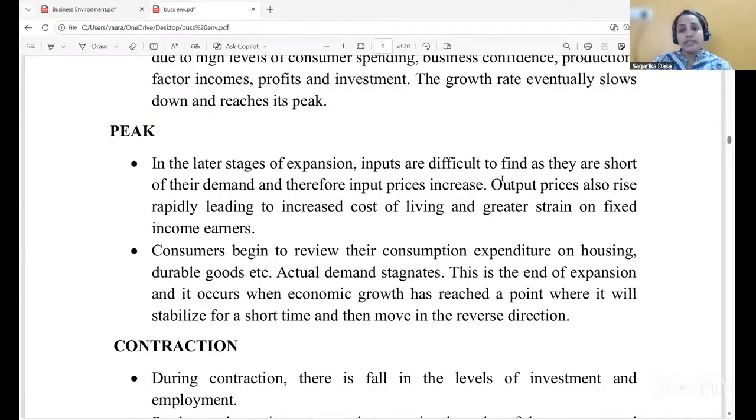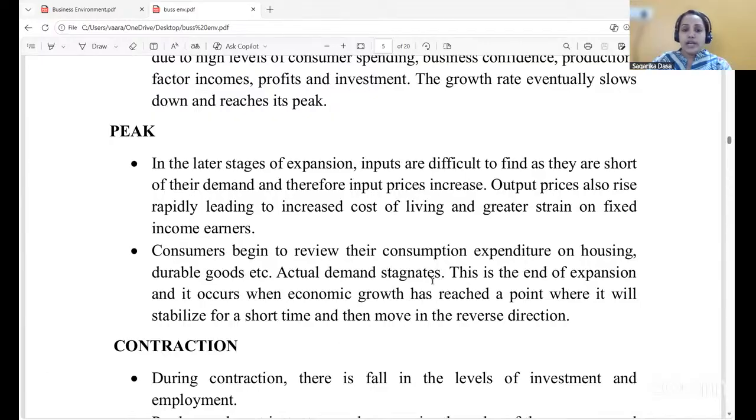As the input prices increase, the output prices also rise rapidly, leading to an increased cost of living and greater strain on fixed income earners. Consumers begin to review their consumption expenditure on housing and durable goods.